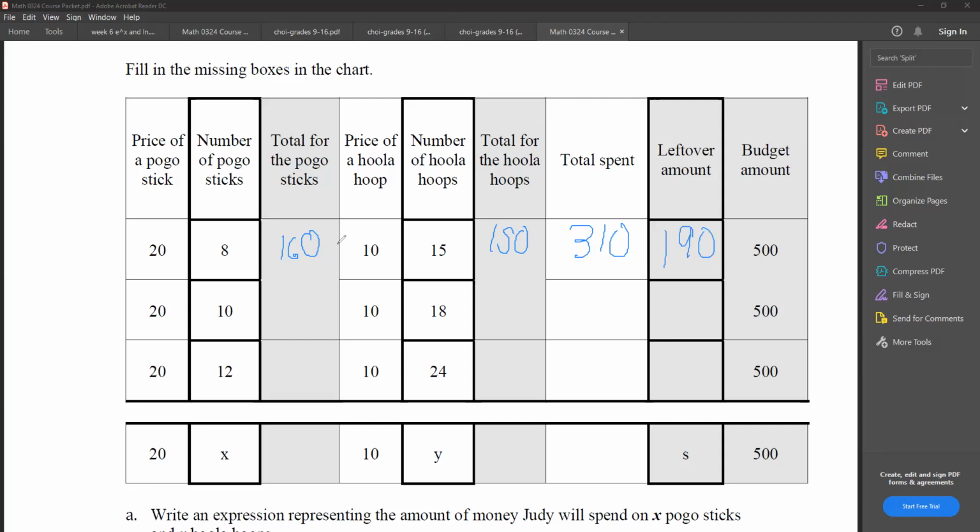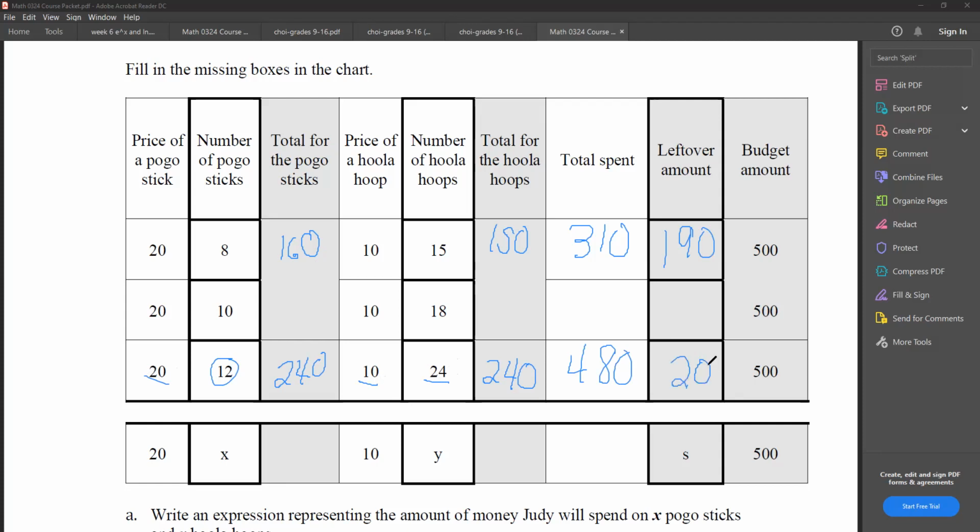Okay. So we'll do one of the three. We'll do this one next. So now we're going to buy 12 pogo sticks for $20. That's going to multiply to 240 bucks. And if she's going to buy 24 hula hoops for $10, that would be 240 bucks. If I add those together, I'm spending 480 bucks. And my leftover, 500 minus 480, is 20.